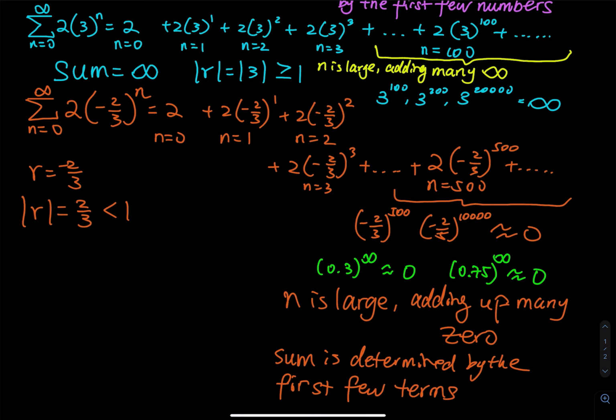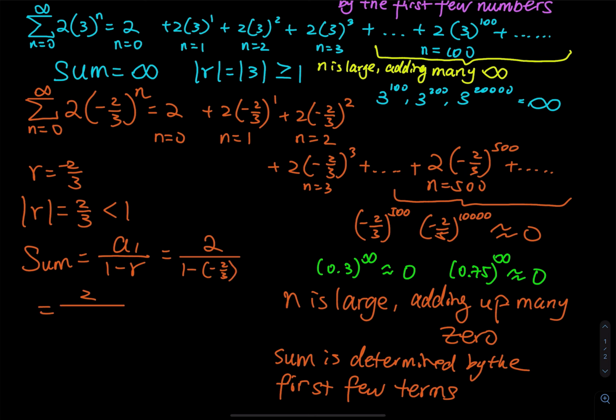Then the sum is equal to a1 divided by 1 minus r. The first term is 2, and then you have 1 divided by the common ratio. So that is equal to 2 divided by 1 plus 2 over 3, that is 5 over 3. You flip the 5 to the top. 2 times 3 over 5 is 6 over 5. So the sum is actually not that large, even though you are adding up infinitely many numbers.